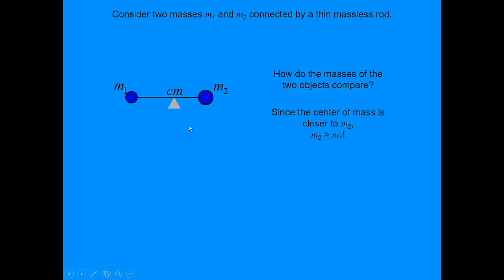So hopefully you're saying, well, because the center of mass is closer to this object, it's got to be more massive. M2 is more massive than M1. Yeah, I made it bigger too, but it's not volume, it's mass. It's a density, if you will. So if the center of mass is closer, this must be the heavier, more massive side.